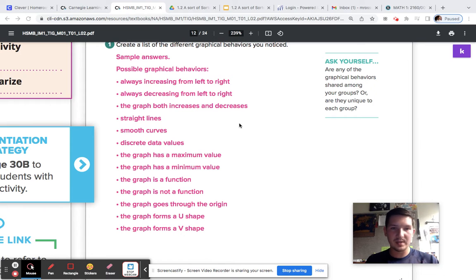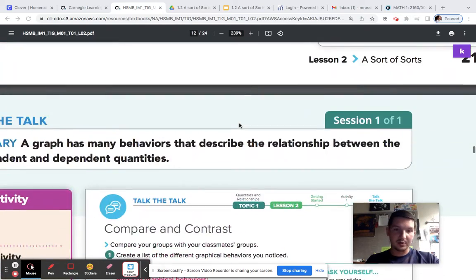So for instance, you can always say it's always increasing from the left to the right, or maybe it's always decreasing from the left to the right. Okay, if it's going left to right upwards, it's increasing. If it's going left to right downwards, it's decreasing. Okay, the graph both increases and decreases. Maybe it's having a difference between the two, right?